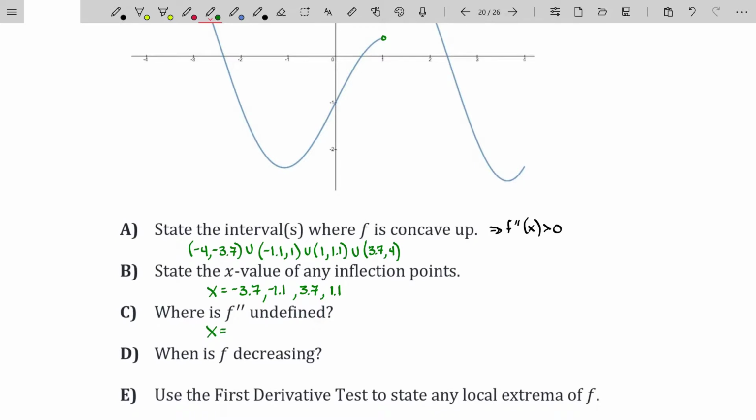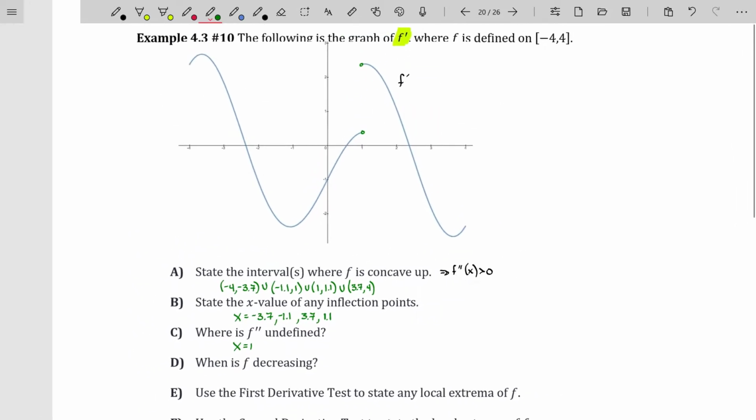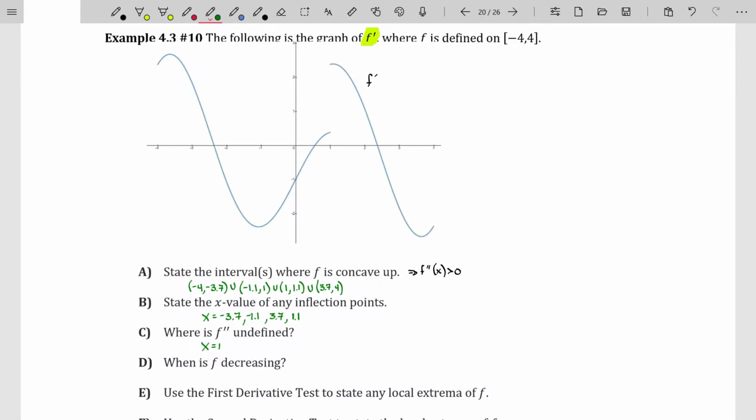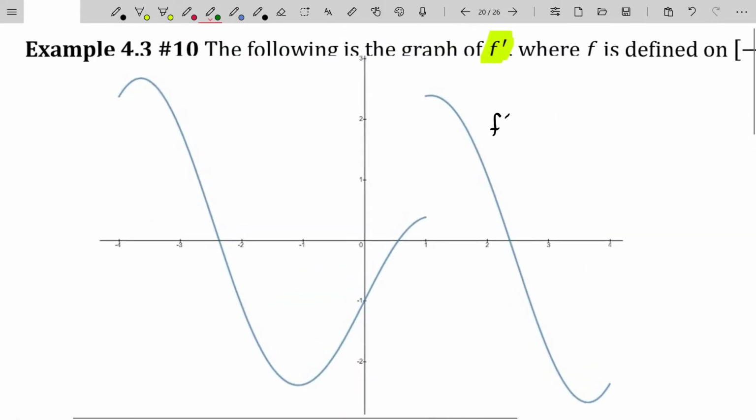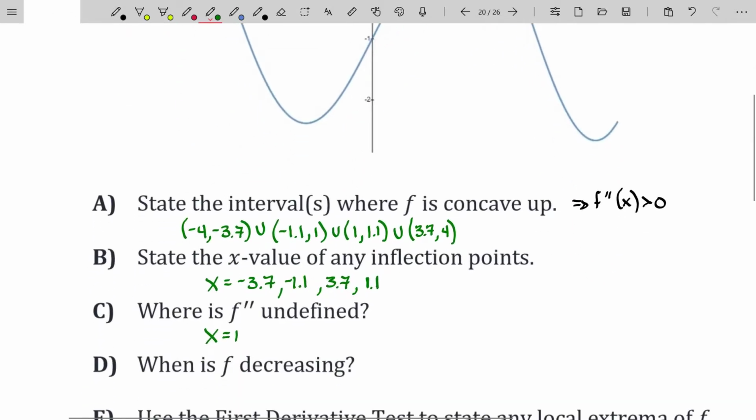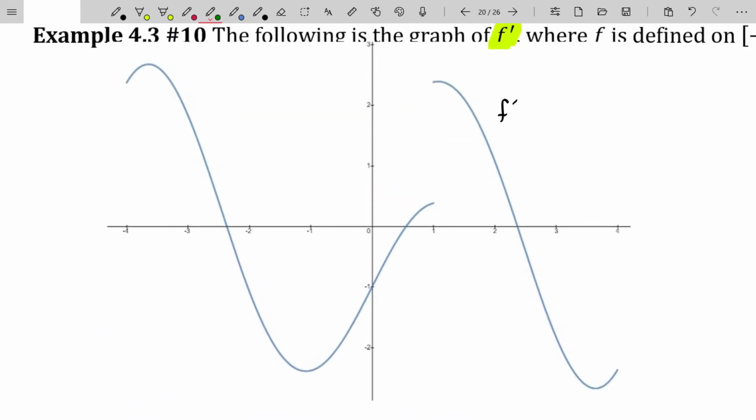X equals 1. The next question is, when is the original function decreasing? Well, here are the slopes, f prime, of the original function. And as long as f prime is negative, we know our original function is decreasing. We need f prime to be negative. Let's look at where this graph is negative. It's negative all throughout here. It's below the x-axis, all through there and all through here. So that's where our original function is decreasing.